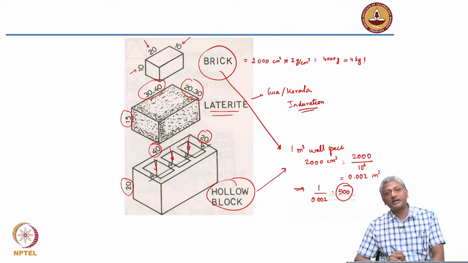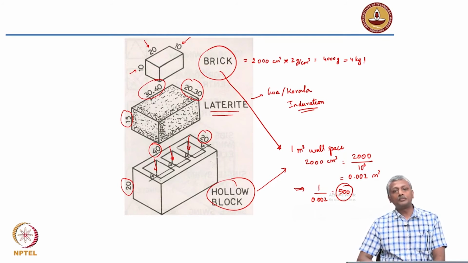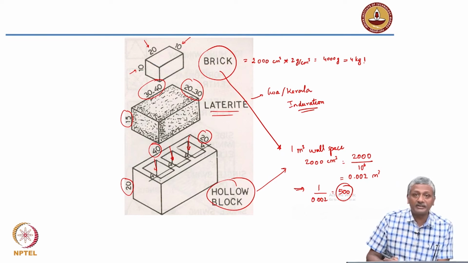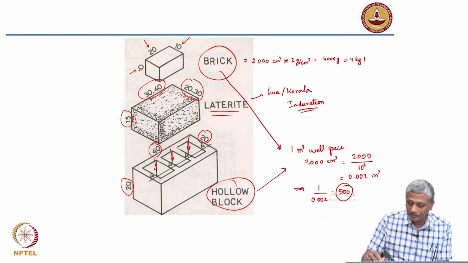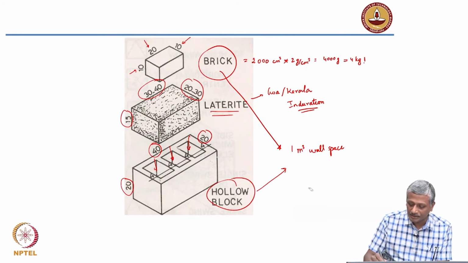You need 500 bricks to fill up a wall volume of 1 cubic meter. At the same time, instead of bricks, if you try to use a concrete block, what will happen? The same 1 cubic meter wall space can now be filled up with much lesser concrete blocks. How much lesser? Let's see.